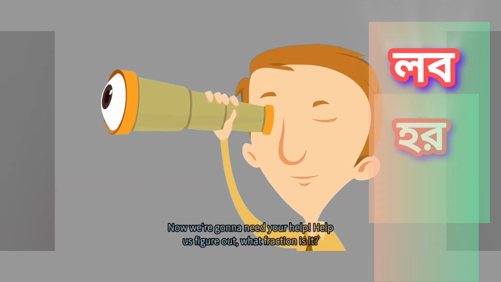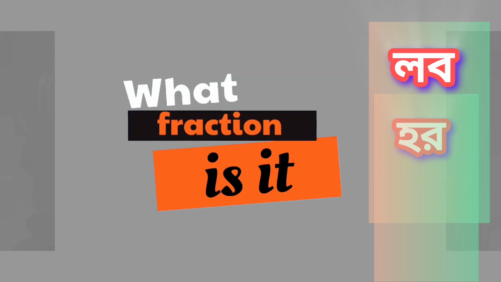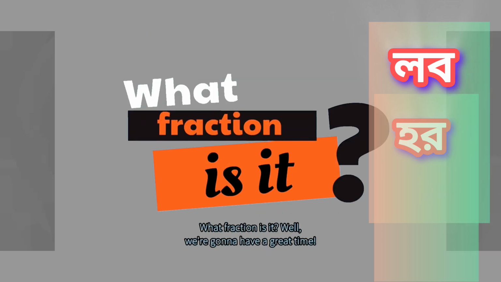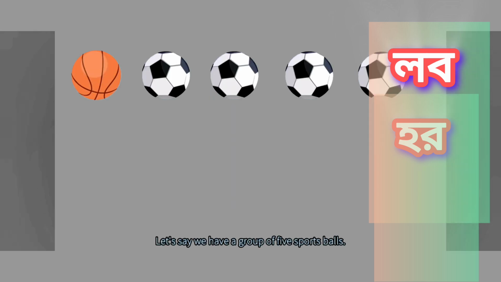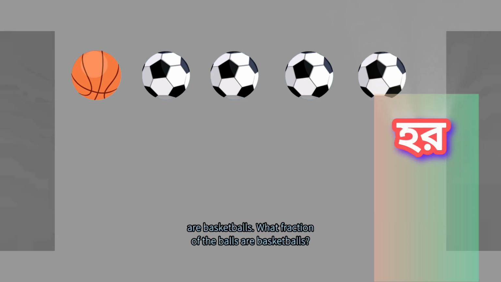Now we're going to need your help. Help us figure out, what fraction is it? Wow, we're going to have a great time. Let's say we have a group of 5 sports balls. 1 is a basketball. The other 4 are soccer balls. Let's figure out what fraction of the balls are basketballs.